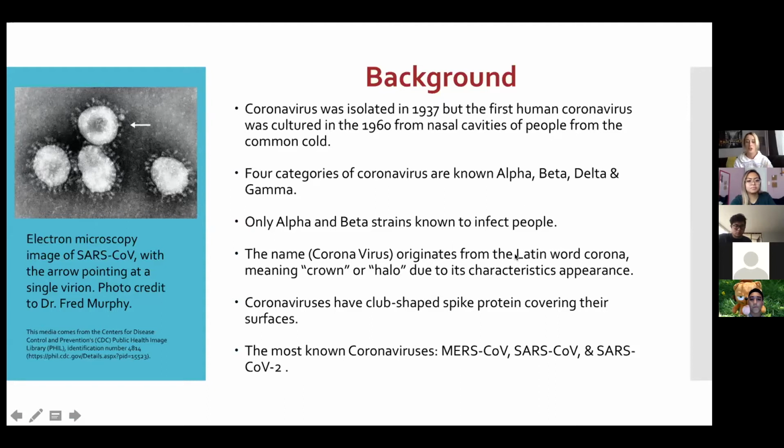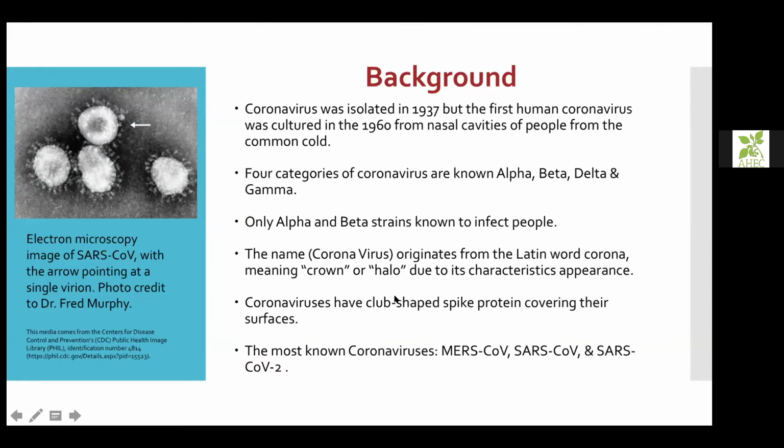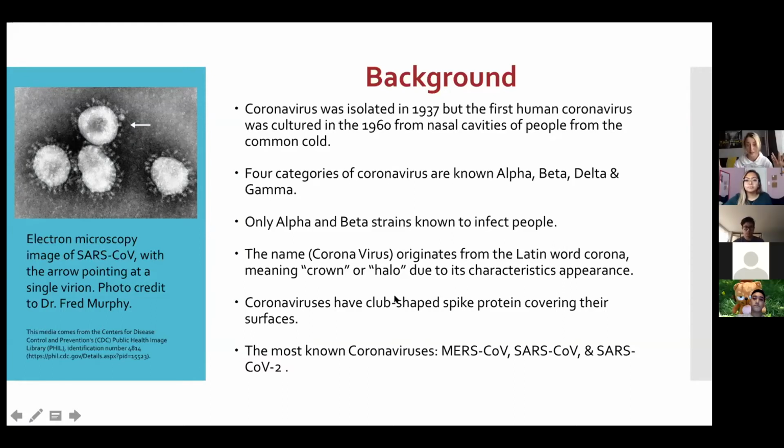Do you guys know where the name coronavirus originated from? It's from the Latin word corona, meaning crown, due to its characteristics and appearance. If you look back on the left side at the picture, do you see those little spikes coming out of the coronavirus? Those are S protein spikes that give that appearance of a corona. So here we go, we learned something new today, right?